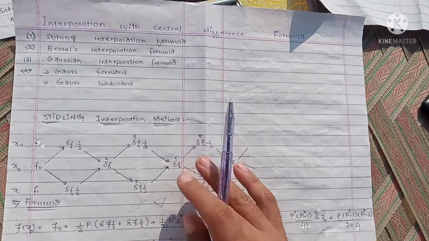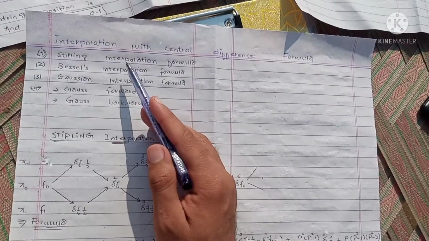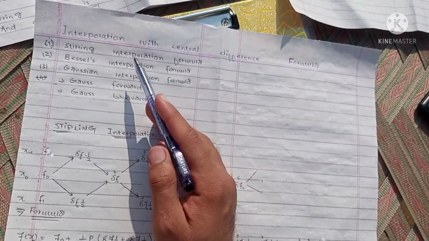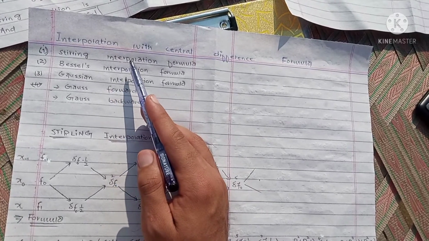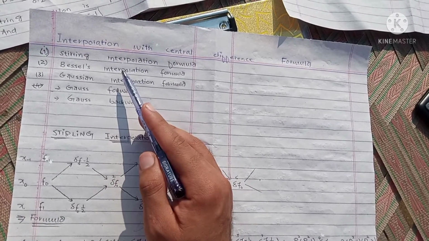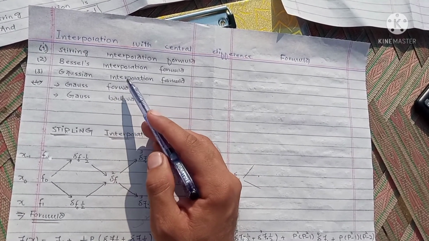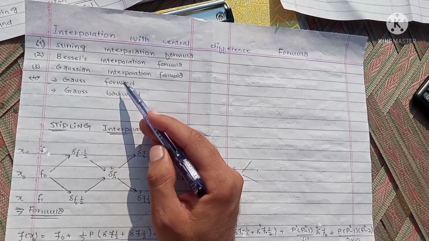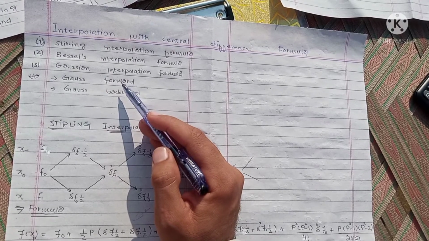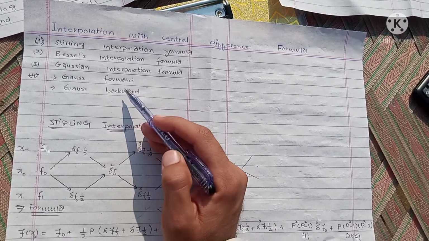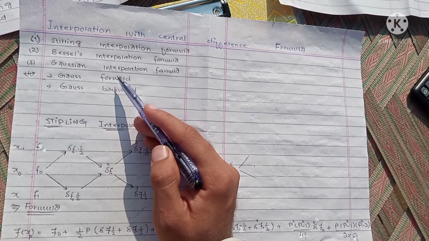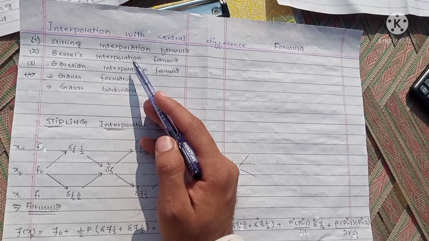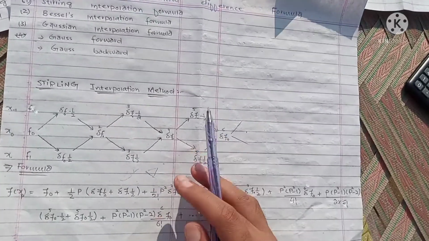There are many formulas in central interpolation. One is called the Stirling interpolation formula, the second is the Bessel interpolation formula, and the third is the Gaussian interpolation formula, which is further divided into two formulas, Gauss forward and Gauss backward. But in this video, we just talk about the Stirling interpolation formula. So let's start.